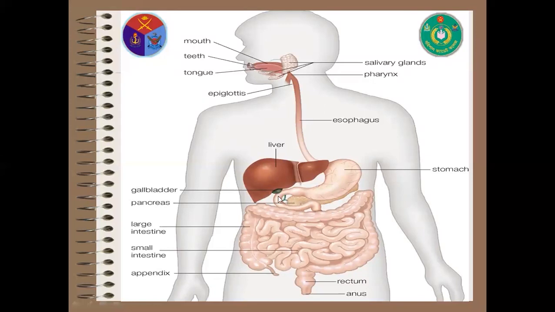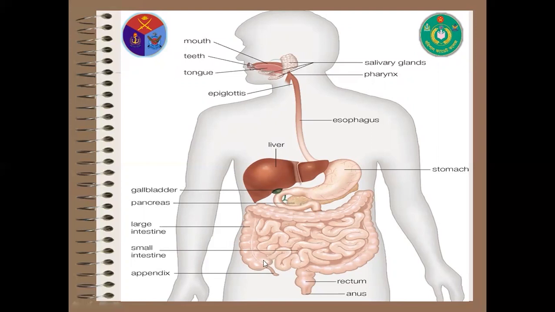The small intestine again has three parts. The upper part, which is U-shaped, is called duodenum. The middle part, which is coil-shaped, is called jejunum, and the last part, which is attached with cecum, is called ileum. And ileum is attached with large intestine.